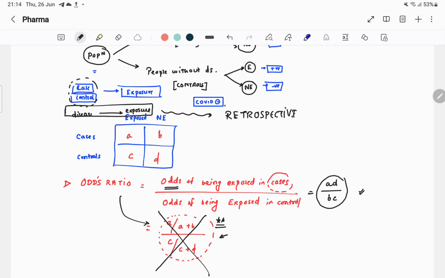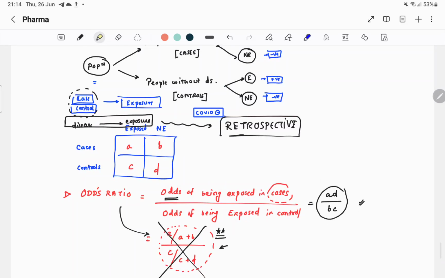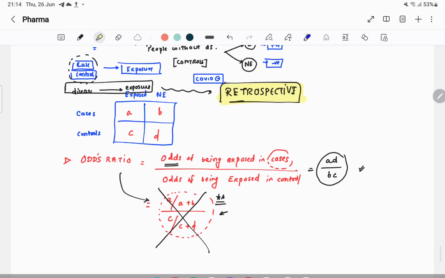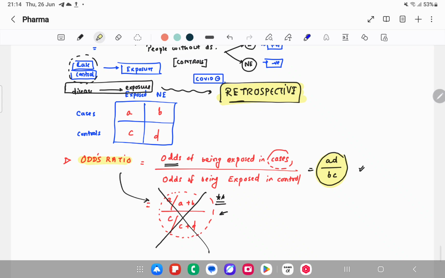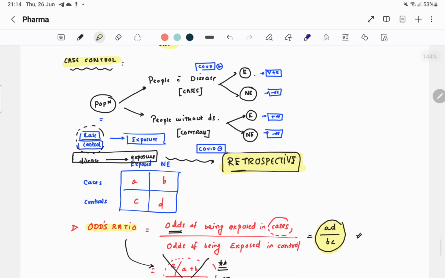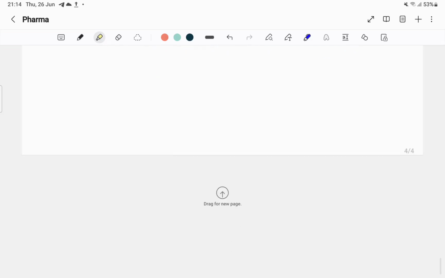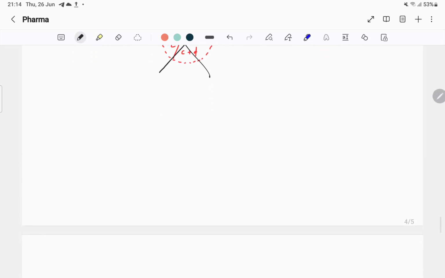So what is retrospective? Disease to exposure progression is retrospective. So a case control study is progressing in the retrospective direction. Odds ratio is AD by BC. You have to understand this, and what is the study design, you have to understand this. Okay, done. Then we'll talk about the next one, that is the cohort study.